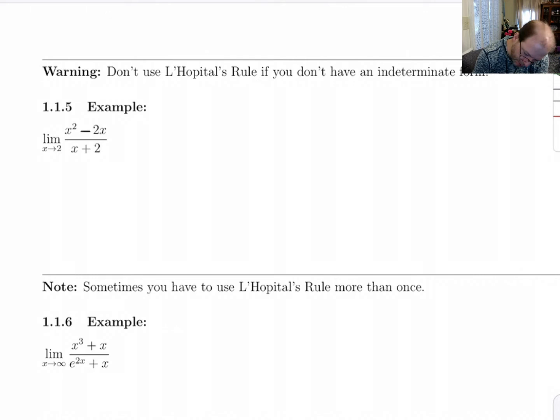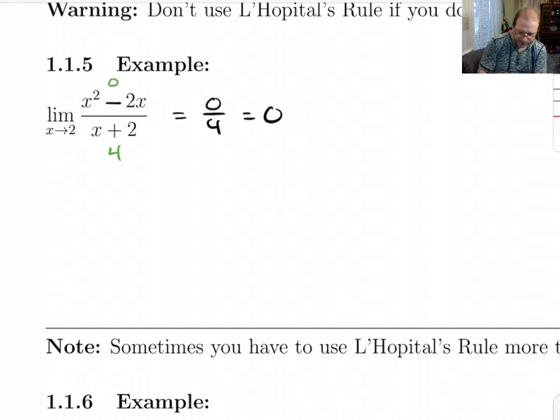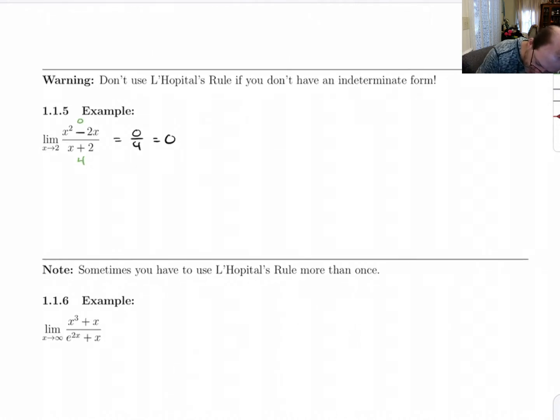But this guy right here, x goes to 2 of this. On top, if you just plug the 2 in, up top you get 0, but on bottom you get 4. So the answer to this is just 0 over 4, which of course is 0. No L'Hopital required.